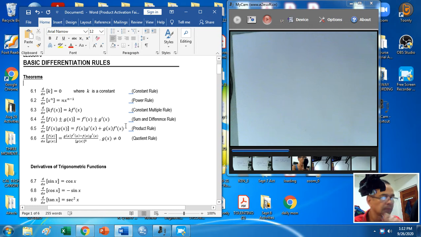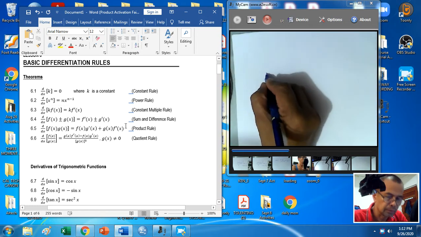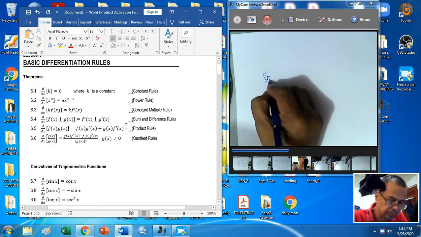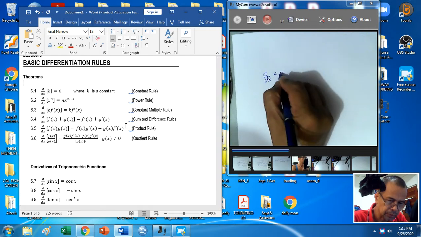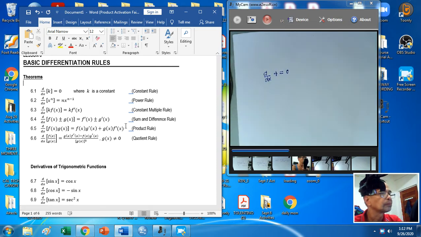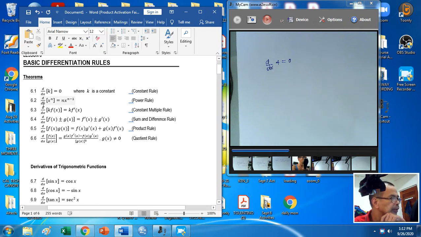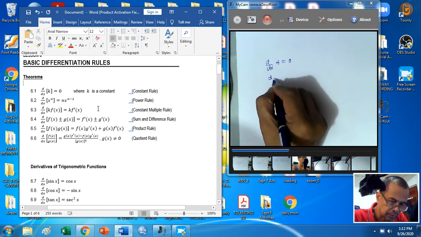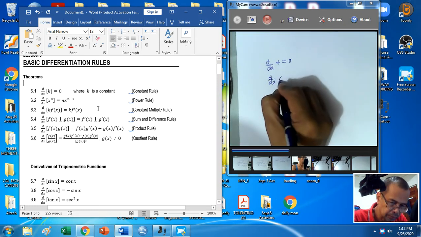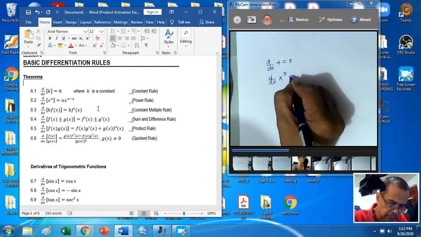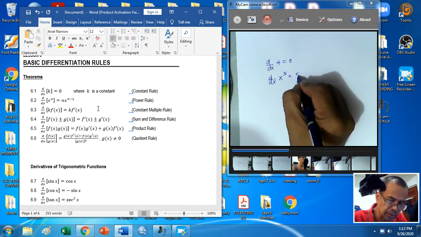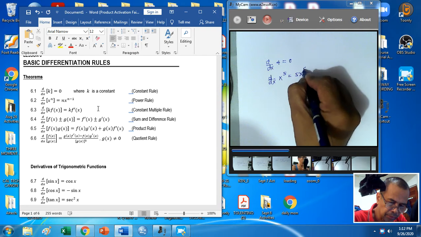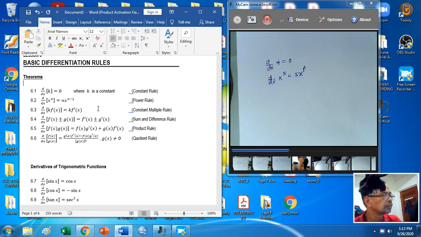The derivative of a constant is 0. Example, derivative of 4. That must be 0. Okay, 6.2. The derivative of x to the n is nx to the n minus 1. So let's have the dx of x to the 5. That means this is the same as 5x to the 5 minus 1, which is x to the 4.